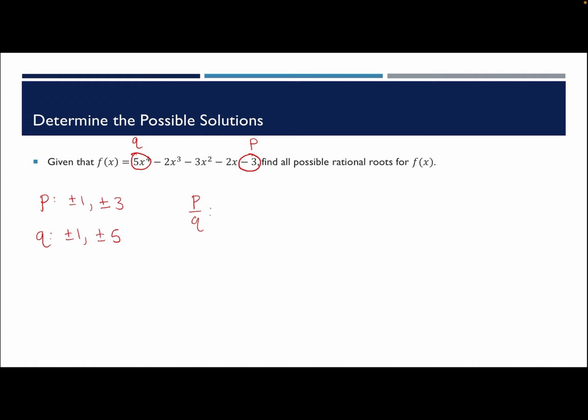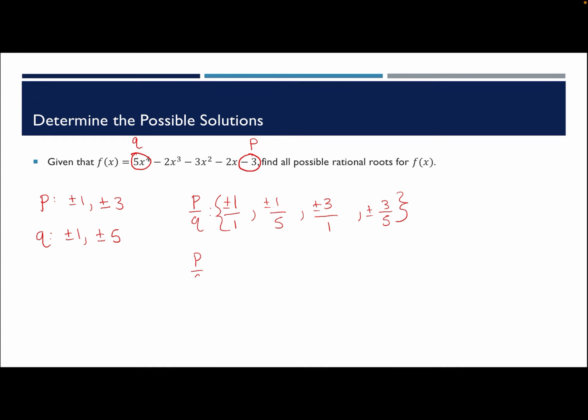is, all right, so you're going to take the 1, and so we're going to have plus and minus 1 divided by 1. So plus and minus 1 divided by 1, we'll simplify later. And then we're going to have plus and minus 1 divided by 5. And then we're going to do the same thing with the 3. So plus and minus 3 divided by 1 and plus and minus 3 divided by 5. So all of our possible answers are here.